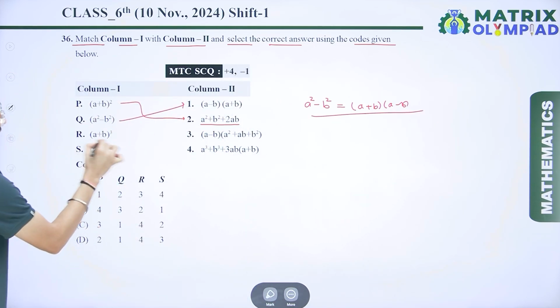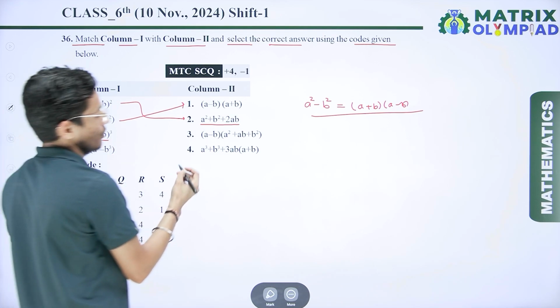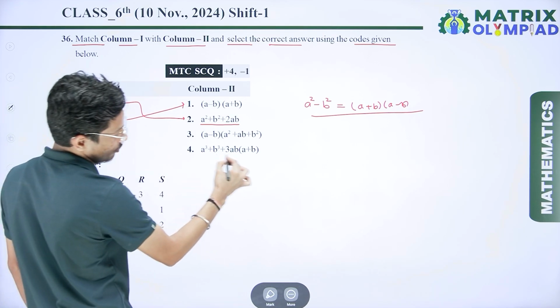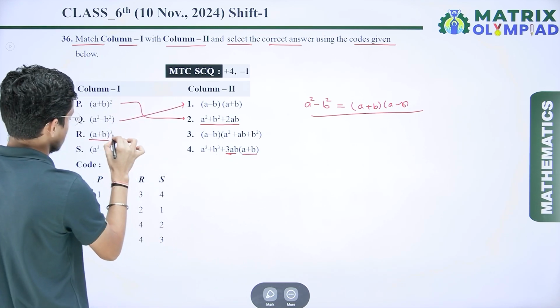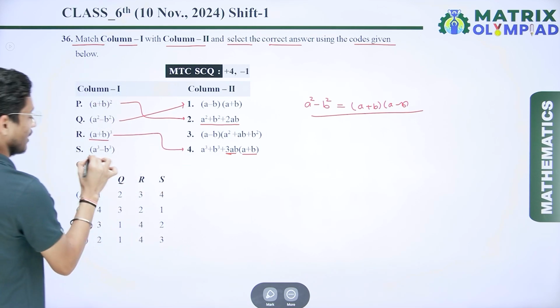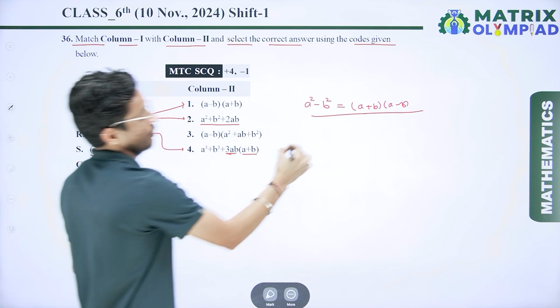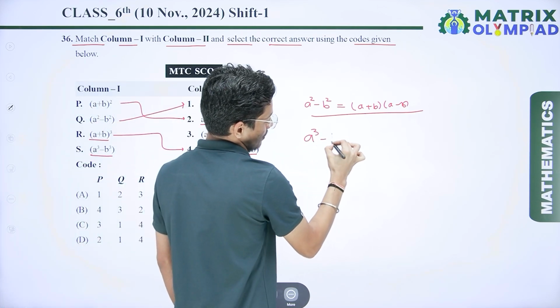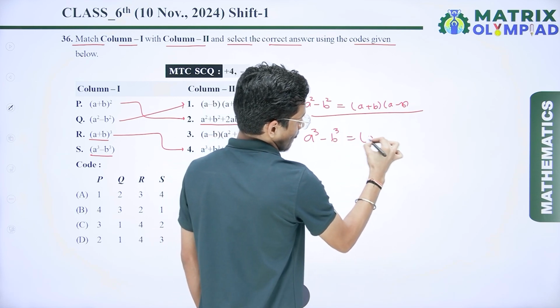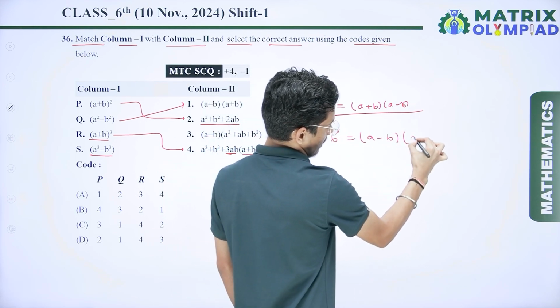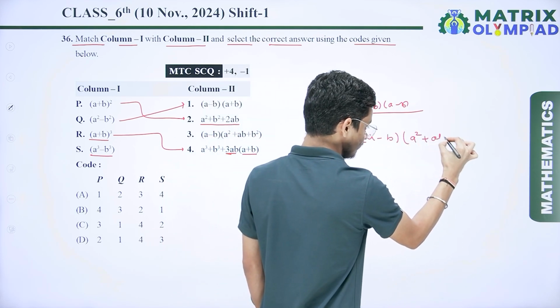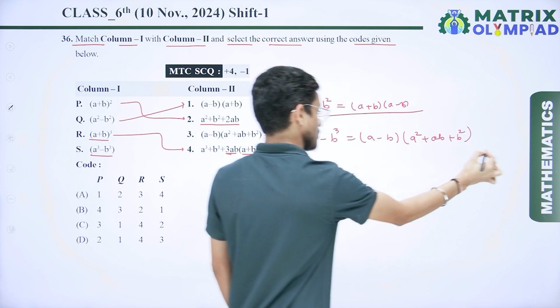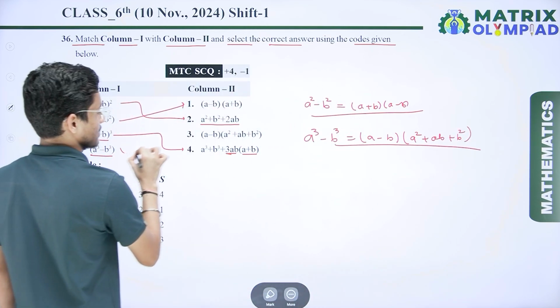If I talk about r, that is (a plus b) whole cube. So we know (a plus b) whole cube is a cube plus b cube plus 3ab bracket a plus b. It means r is connected to 4. And last one, a cube minus b cube. So we know a cube minus b cube is (a minus b) bracket a square plus ab plus b square. So s is connected to third.